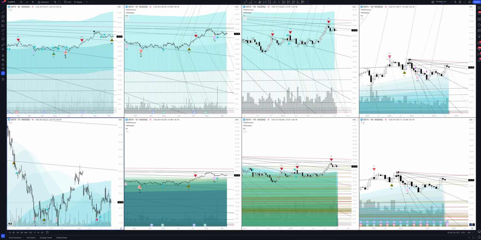Today we will take a look at Gentex Corporation stock. Let's analyze the market situation and find out how you can make money on it. Let's start.